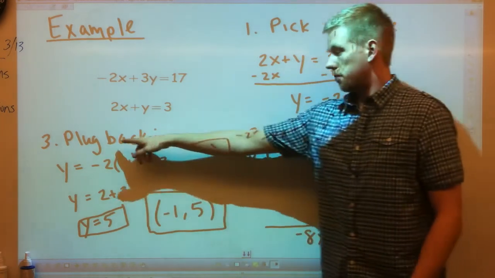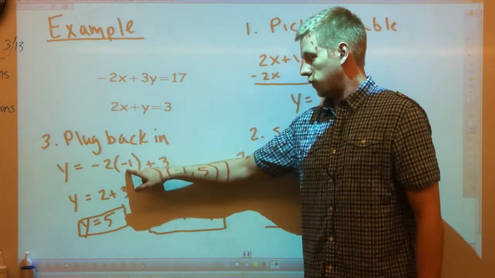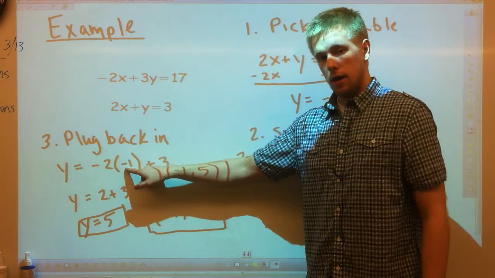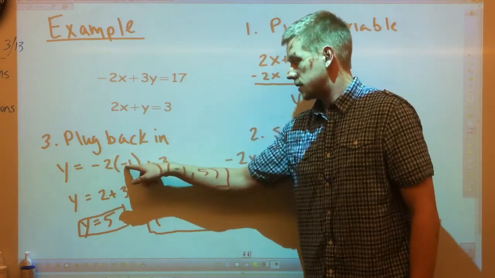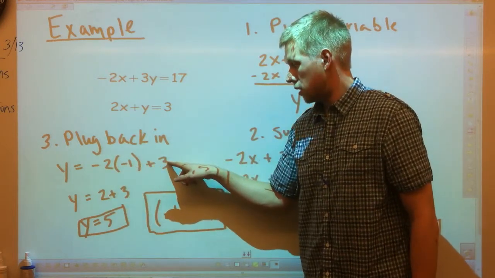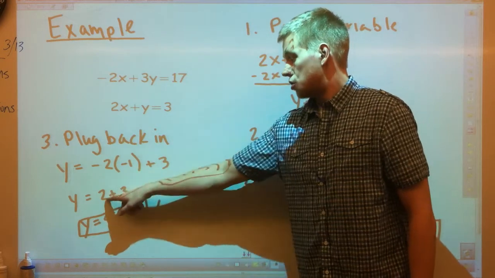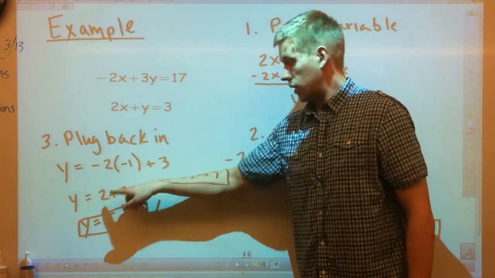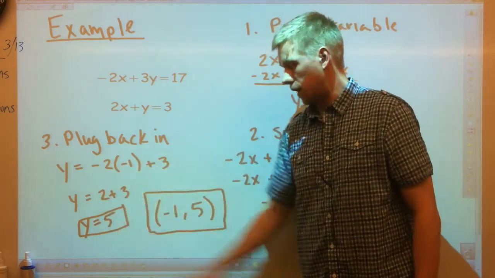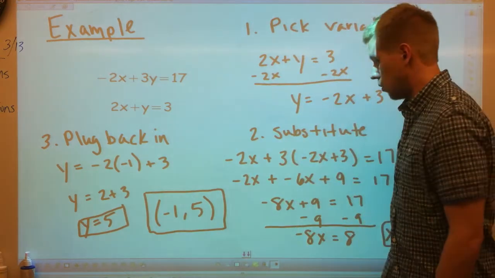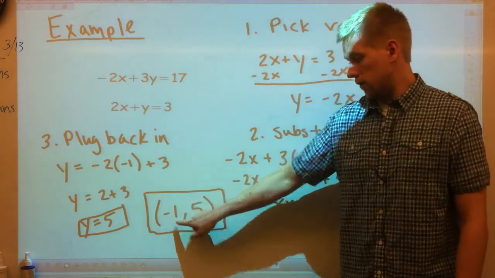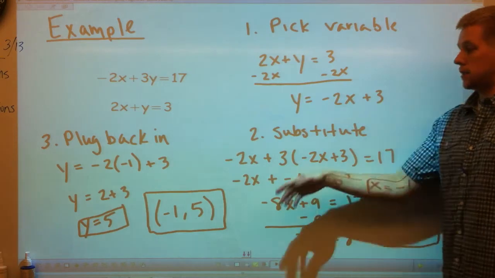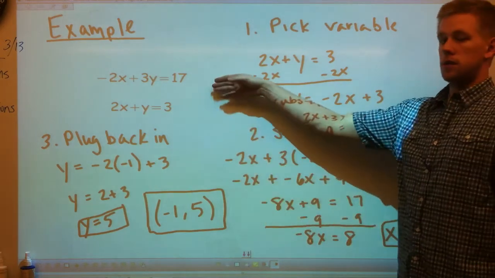So step 3, plug back in. You take that negative 1 for the x, and we're going to plug it in. So negative 2 times negative 1 plus 3. Negative 2 times negative 1 is positive 2. 2 plus 3 is 5, and then I got my ordered pair. So my ordered pair was negative 1 comma 5. That's a solution to this system.